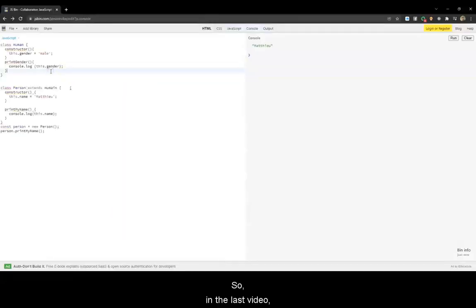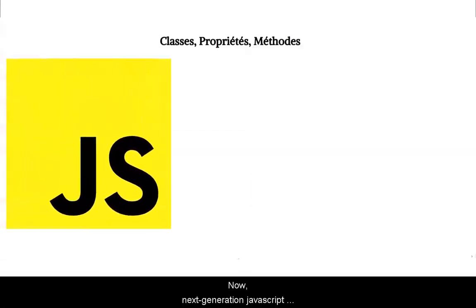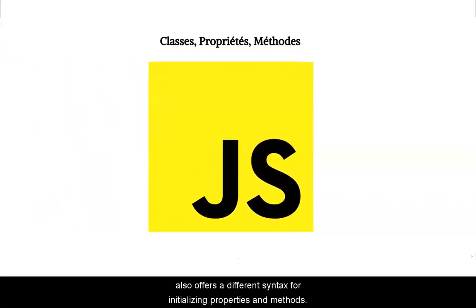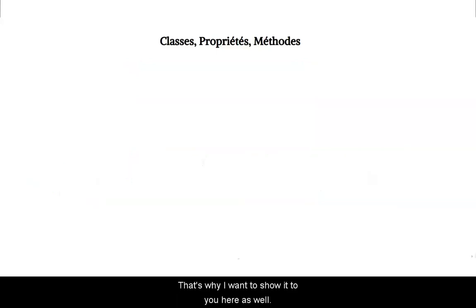So in the last video, we learned about classes, properties, and methods, and we will in this video as well. Now, next generation JavaScript also offers a different syntax for initializing properties and methods. And in fact, it's this more modern syntax that I'm going to use in this course. That's why I want to show it to you here as well.